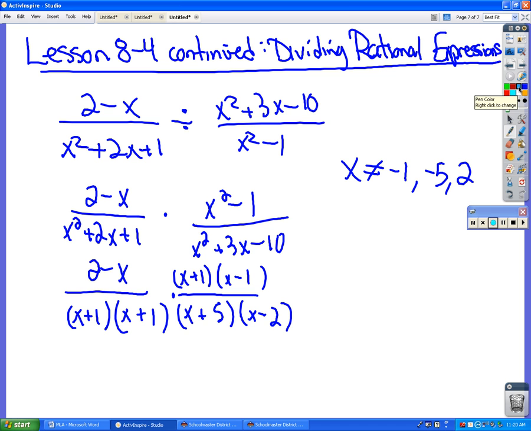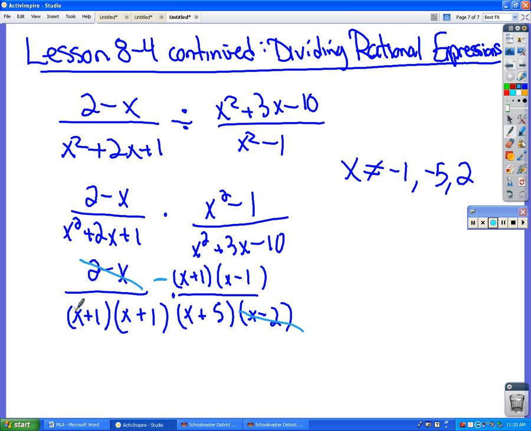So she's going to go right to the top one and say I can cancel the 2 minus x and the x minus 2 if I switch it to a negative. I make a negative here. Now what else can I cancel? Why'd you put a negative? Because these are opposites of each other, so instead of dividing and getting 1, I get negative 1.